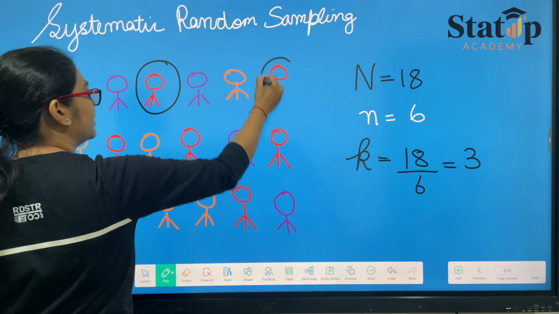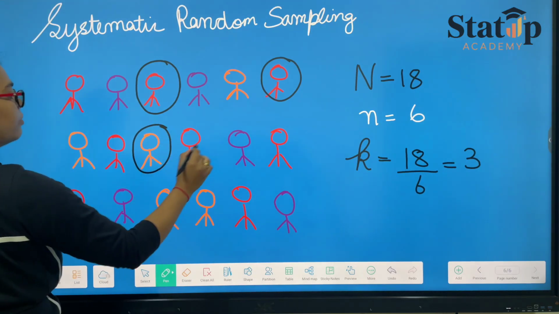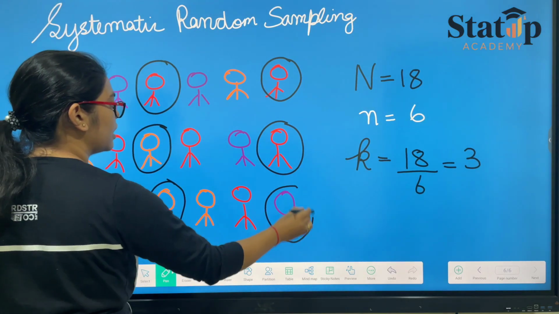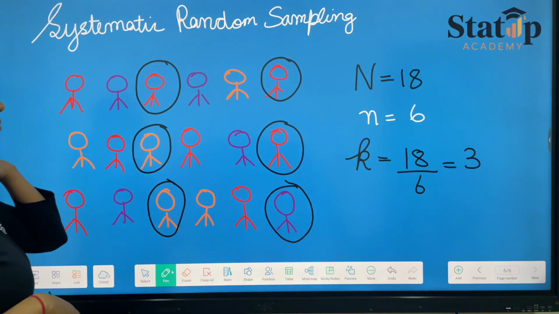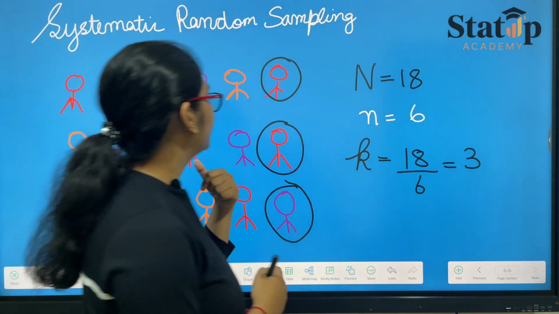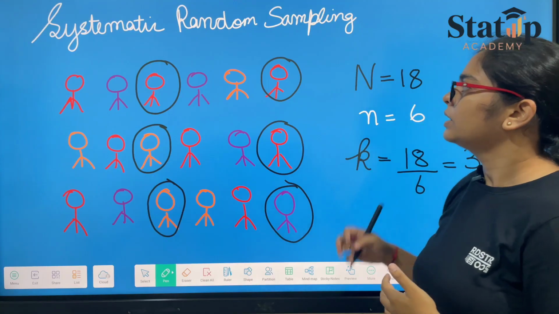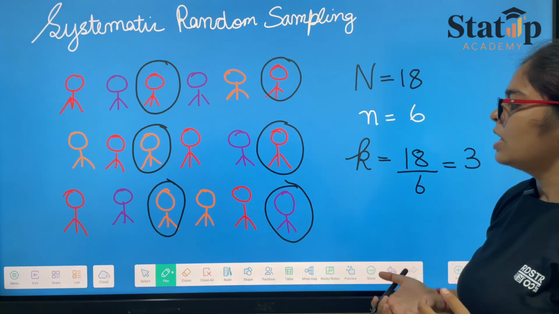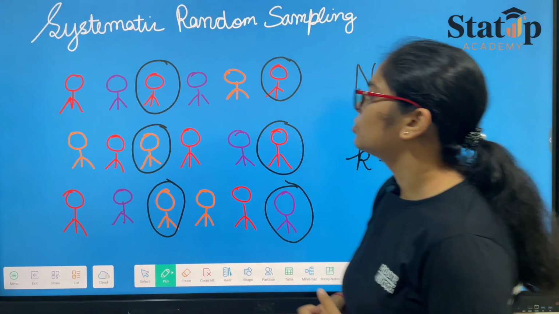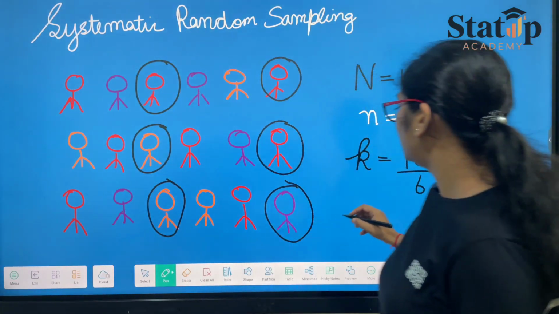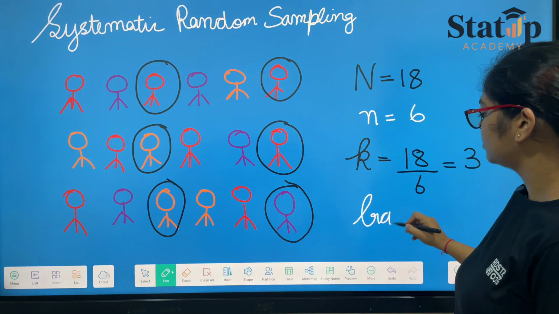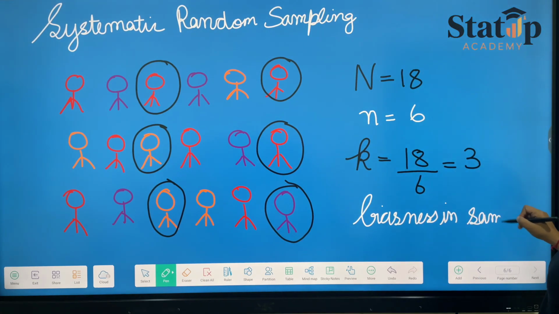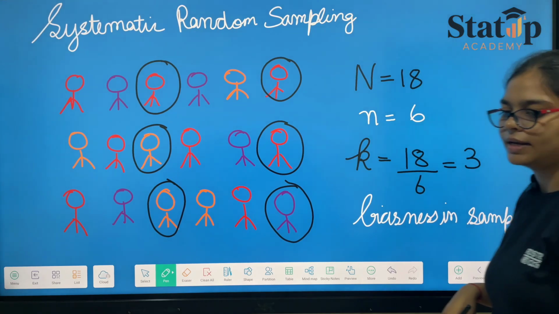So 1, 2, 3. 1, 2, 3. How many samples have we drawn? We have drawn 6 samples. Now here we see that the red people, or let us name them the males, are 3 out of 6. The orange people are 2, and the purple person is 1. So this tells us that there is bias in the sample. This is the basic concept of systematic random sampling.